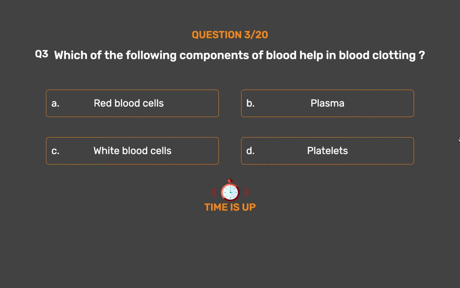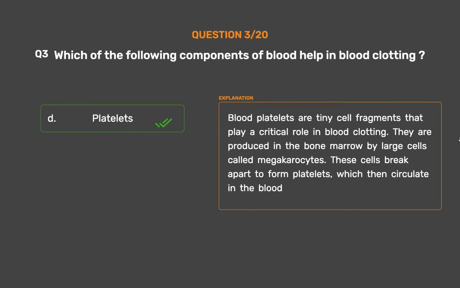The correct answer is option D. Platelets. Blood platelets are tiny cell fragments that play a critical role in blood clotting. They are produced in the bone marrow by large cells called megakaryocytes. These cells break apart to form platelets, which then circulate in the blood.